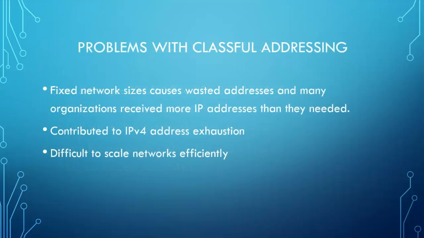Problems with classful addressing. One of the biggest problems with classful addressing was inefficiency. Because networks were designed with fixed sizes, or were assigned fixed sizes, many organizations received far more IP addresses than they actually needed. For example, a company might receive a Class B network with thousands of available addresses, even if they only need a few hundred. This led to a large amount of wasted IP address space and contributed to the shortage of IPv4 addresses, which eventually led to the development of IPv6.